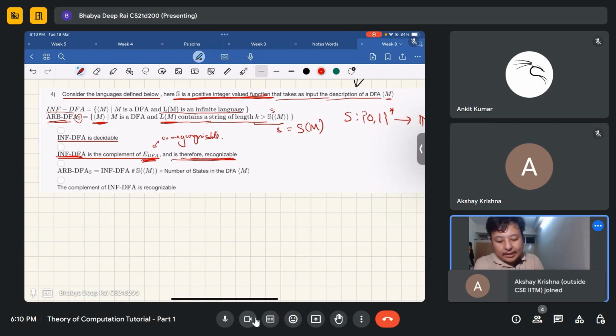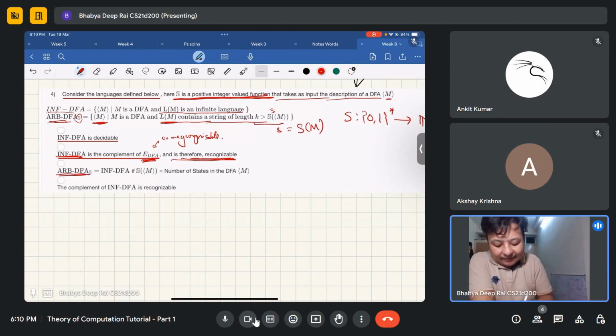And finally, we have ARB DFAs. Remember, ARB DFAs is all those DFAs whose language contains a string of length k greater than s of M. So greater than s, let's say small s. And we are saying ARB DFAs is equal to INF DFAs if s is equal to the number of states in the DFA. And finally, what are we saying? The complement of INF DFA is recognizable.